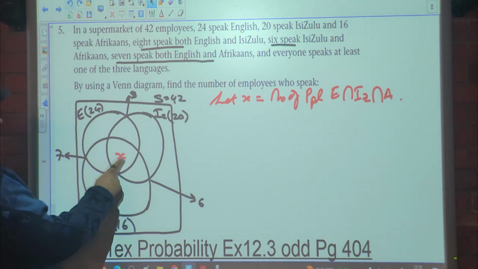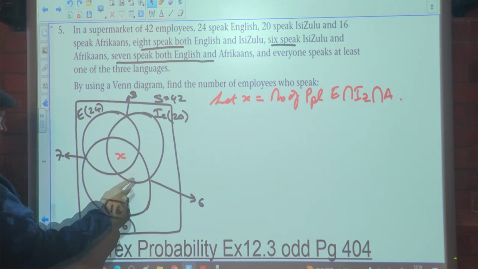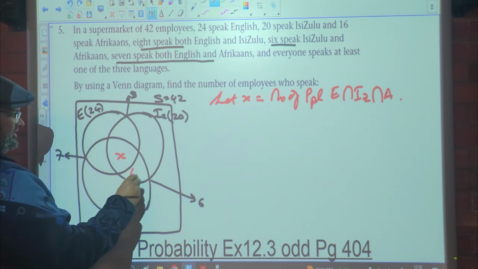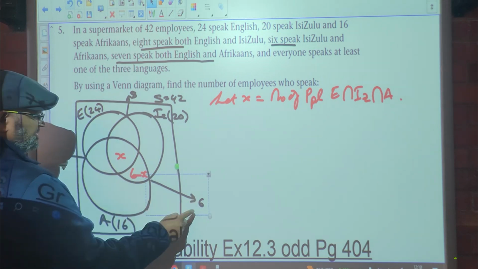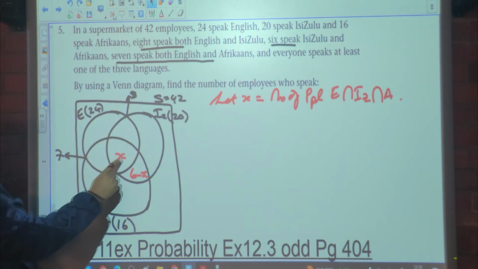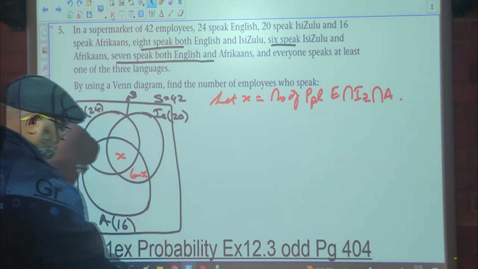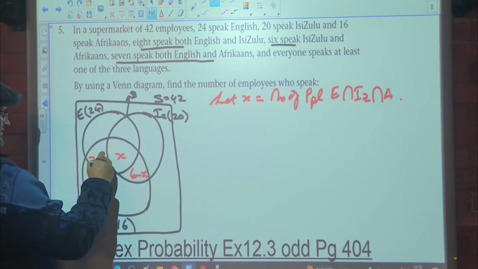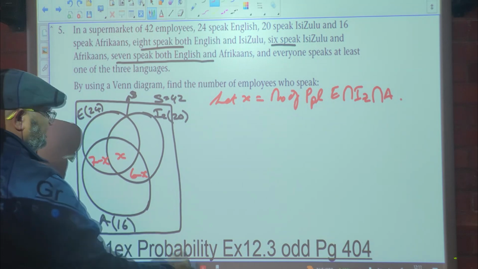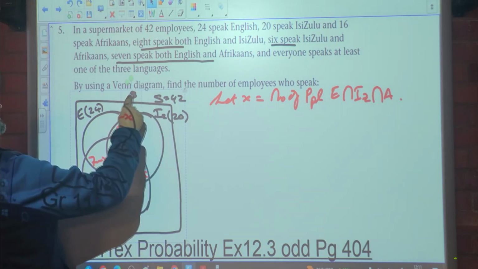Okay, so if these two add up to 6, and this is x, what would this be in terms of x? 6 minus x. If this is 7, and this is x, what is this? 7 minus x. So this part is 8, so it'll be 8 minus x. You all agree with that? Right.